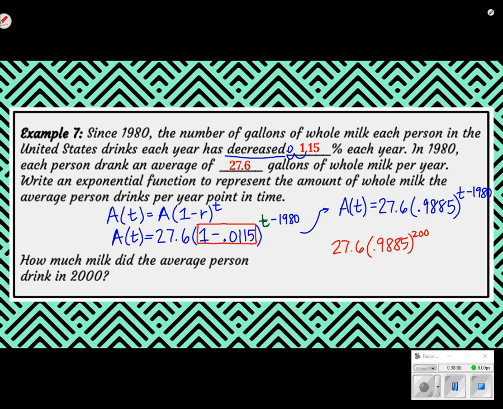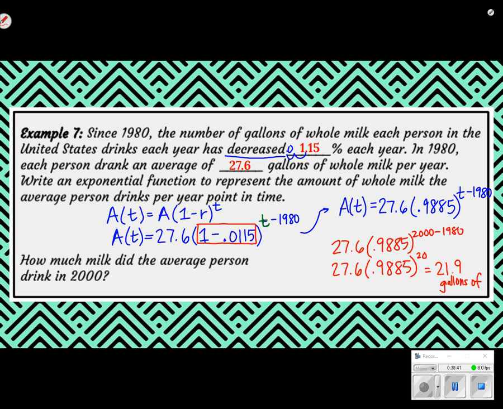So we're going to plug in 2000. We know that there's 20 years apart. I should probably move that more to 2020. So over 20 years, I'm just going to type in the calculator. 27.6 times 0.9885 to the 20th power. I'm just typing it all in, and we're getting 21.899, so 21.9 gallons of whole milk.